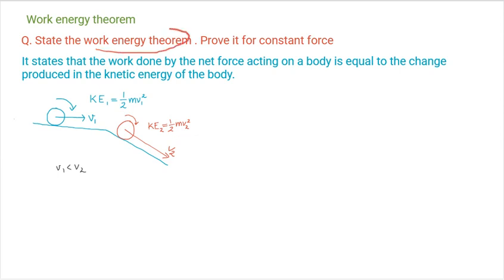So according to the work energy theorem, if I want to calculate the work done by the disk in rolling along these two slopes, this slope and this slope, I can use the work energy theorem. This theorem says that the difference in the kinetic energy between the two cases, that is the kinetic energy in this case minus the kinetic energy in this case, will give us the amount of work done by this rolling disk. So this is your work done.